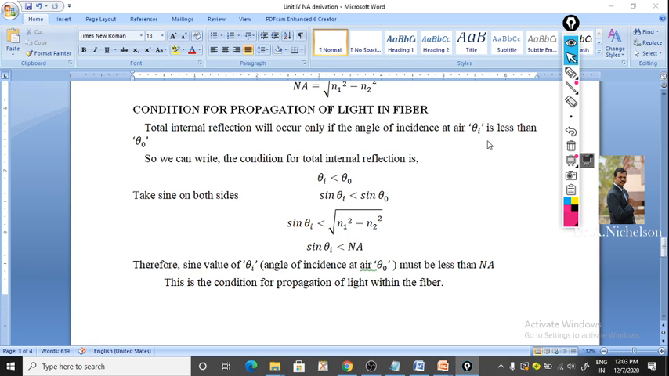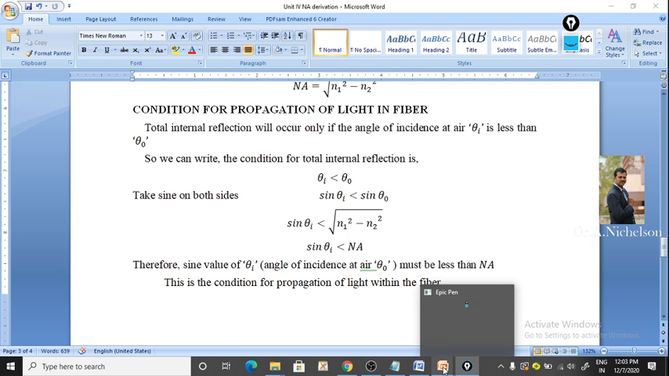What we have to remember here is this condition: theta I less than theta naught. Taking sin theta I less than sin theta naught, and again it is less than the numerical aperture value. Okay students, I hope you have understood this.